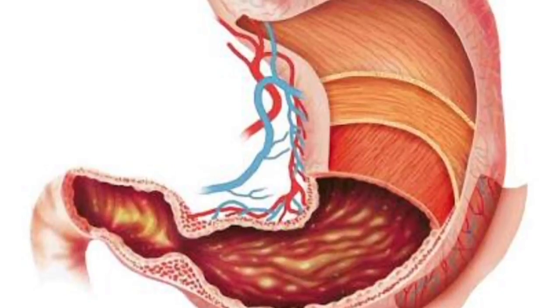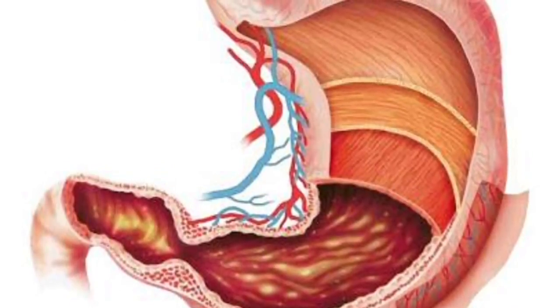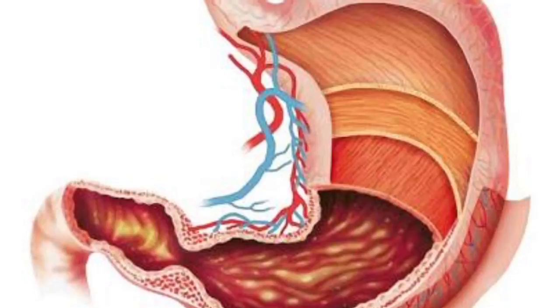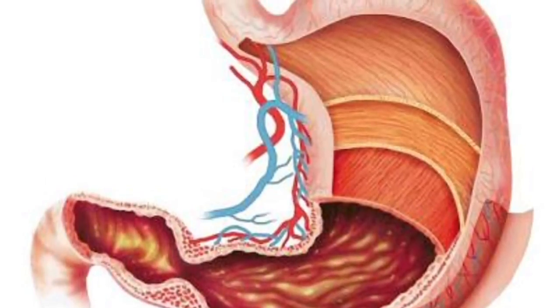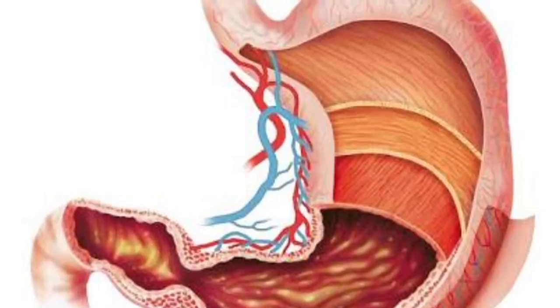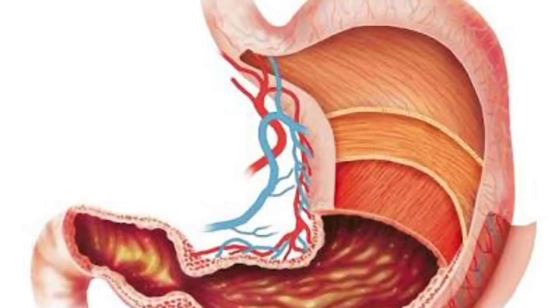To achieve the goal of providing energy and nutrients to the body, six major functions take place in the digestive system: ingestion, secretion, mixing and movement, digestion, absorption, excretion.